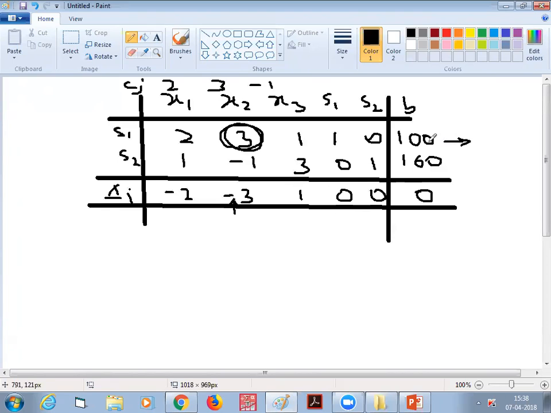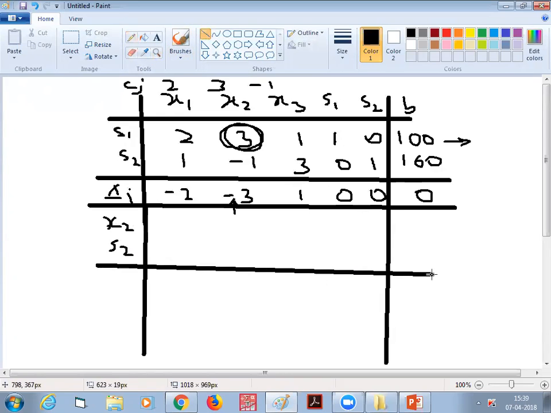So what will our basic variables now be? S1 is replaced by X2. So X2 and S2, just like what happened last time, right? X2 and S2 are the basic variables now. Everyone agrees? Yes?